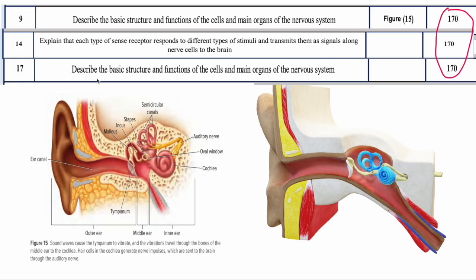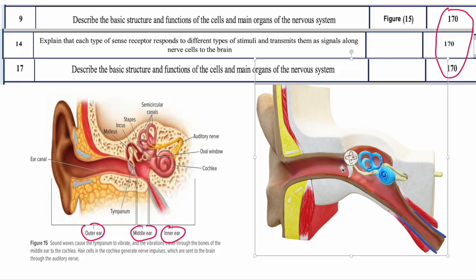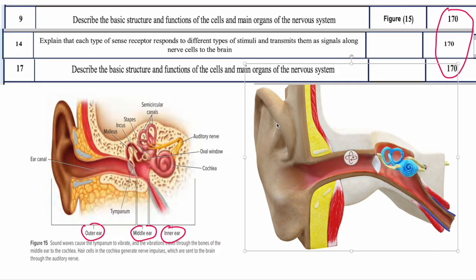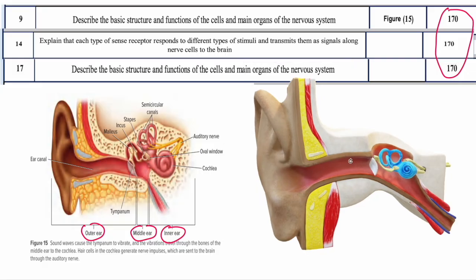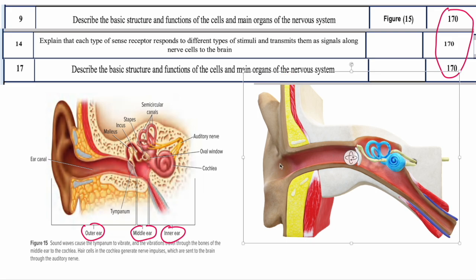Page number 170 has the structure of the ear, right? You have three parts of the ear: the outer ear, middle ear and the inner ear. If you see the structure of the ear, you can see that the outer ear has a pinna. This is called the pinna. And if you see, there is a hollow part. It is called the ear canal, right? Ear canal, you can see here, it is ear canal.